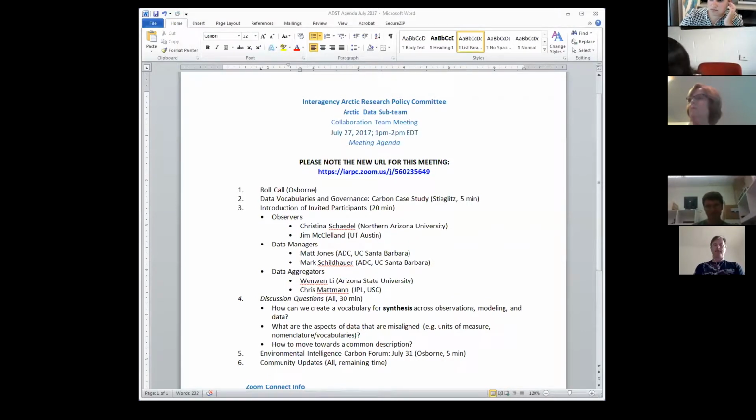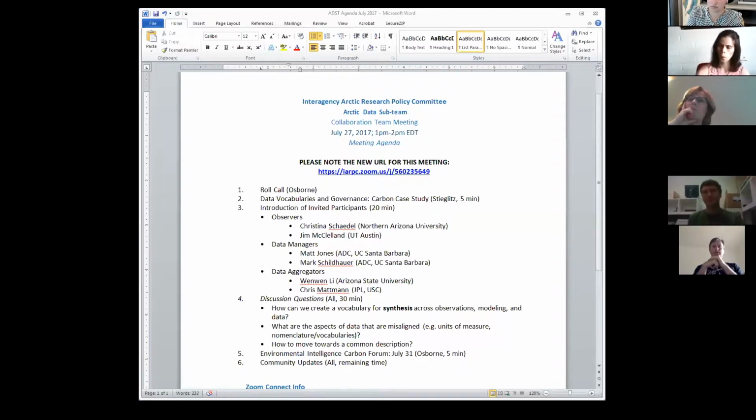Item 4 that Emily put there, what we wanted to talk about is how do we create a vocabulary for synthesis, and what we're talking about in this case is an Arctic carbon budget. It is the example of a synthesis that IARPC has chosen as part of their 5-year plan, and to look at.